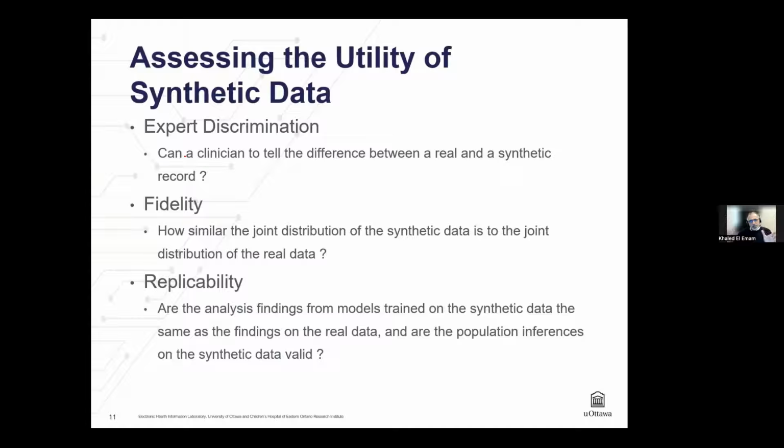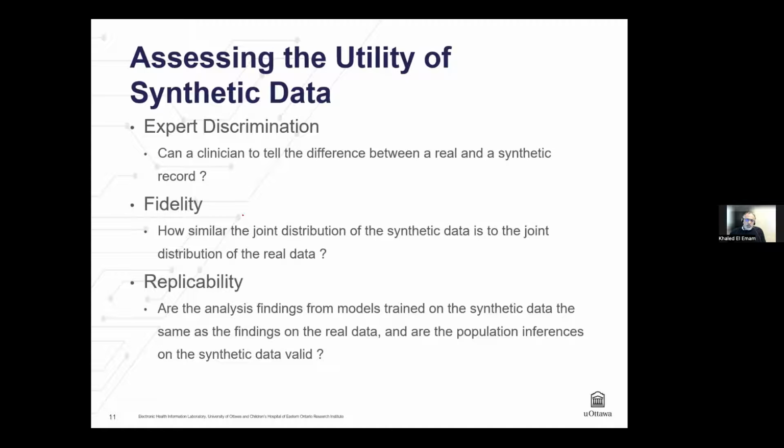Okay, and then the other aspect of synthetic data is utility, which is how good is it? What's the quality of the synthetic data that's generated? So there are at least three ways to evaluate this. One is expert discrimination. The basic idea here is you can create a data set of 50 real records and 50 synthetic records, shuffle them, give them to a clinician, and see if they can tell a difference. If they can tell a difference, then your synthetic data has low utility, but if they can't, then the synthetic data has high utility. So that's the basic idea. But expert discrimination takes time and money, and is not scalable.